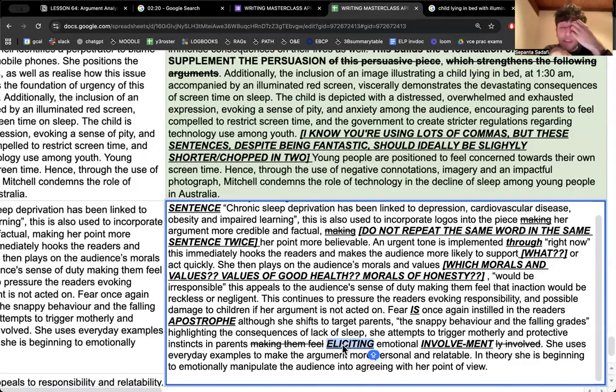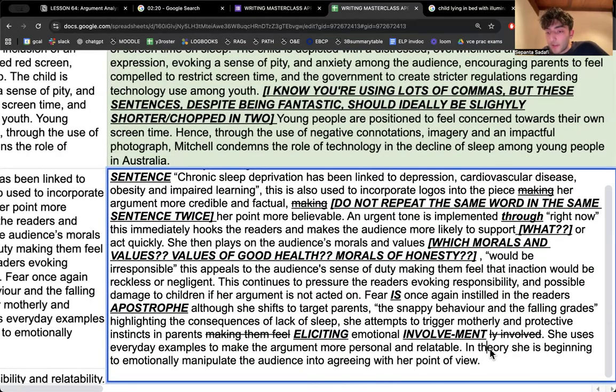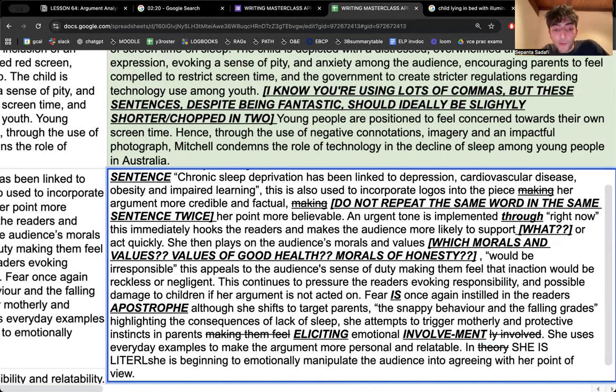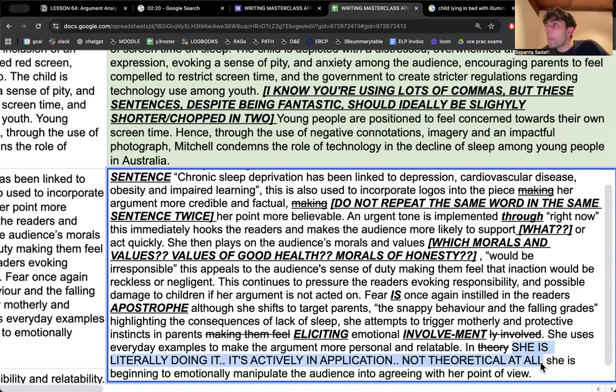English requires empathy. Absolutely. Don't have sentences that are too long. Absolutely. Right? It must introduce an example, then analysis, example, analysis, back and forth, back and forth. Absolutely. Well done. Right? And also don't say in theory. She's literally doing it. None of this is theoretical. It's actively in application, not theoretical at all, not one bit, right?